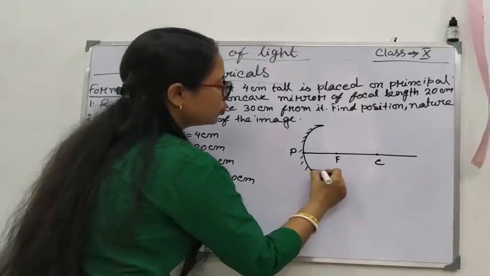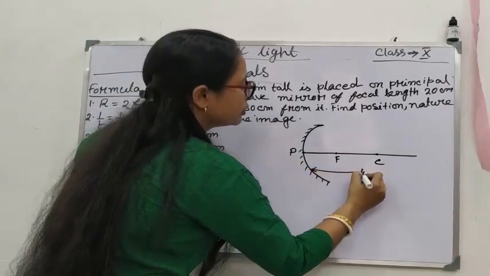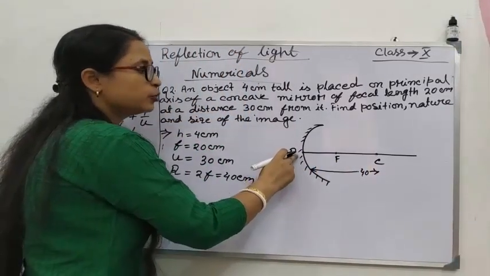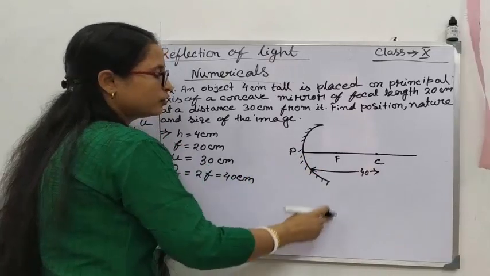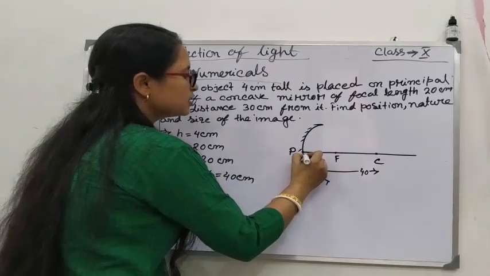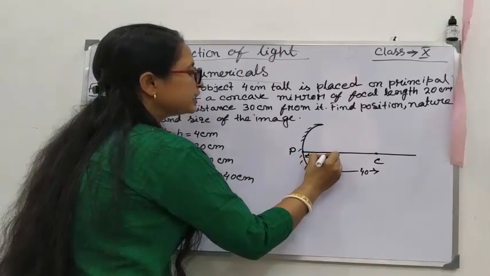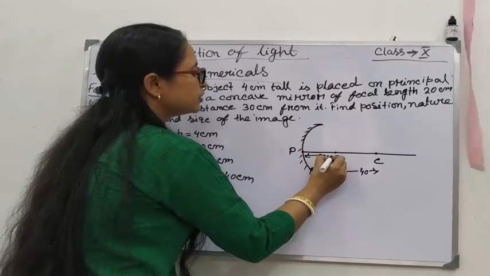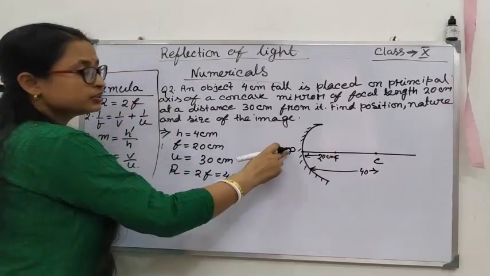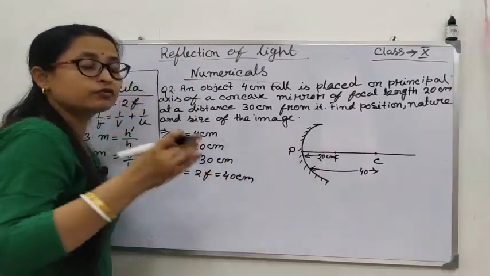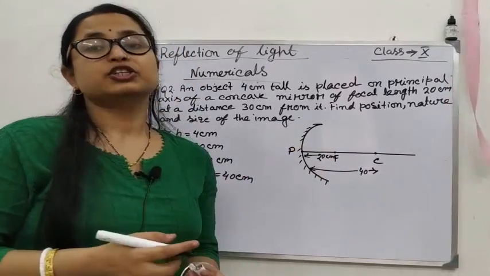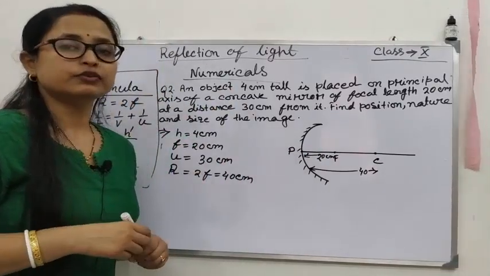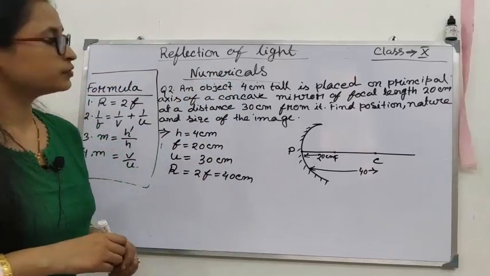So this total distance is 40 centimeter. What is the radius of curvature? The distance between the pole and the center of curvature. So it will be 40 centimeter. The focal length is given as 20 centimeter. Focal length means the distance between P and F. If you have forgotten this, I suggest you check my previous video based on the concept of reflection of light by spherical mirror.